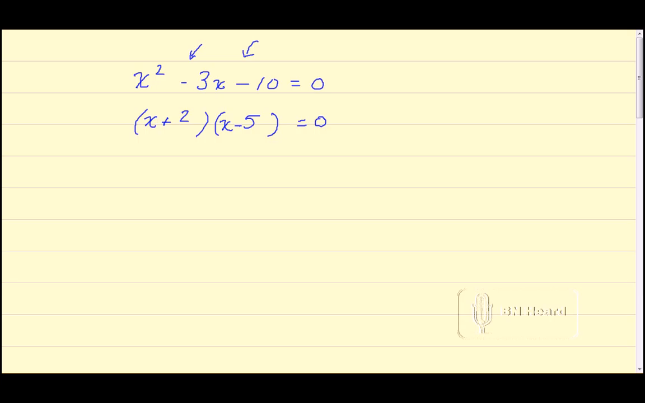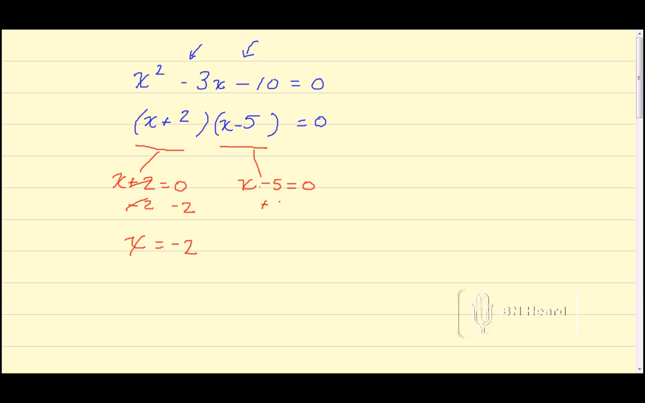Now, the next thing that you need to remember is you're not finished with this. We need to solve each of these for 0. So we have x plus 2 equals 0 and x minus 5 equals 0. So I'm going to subtract 2 from both sides here. When I do, these of course cancel and I get x equals negative 2 for my first answer.